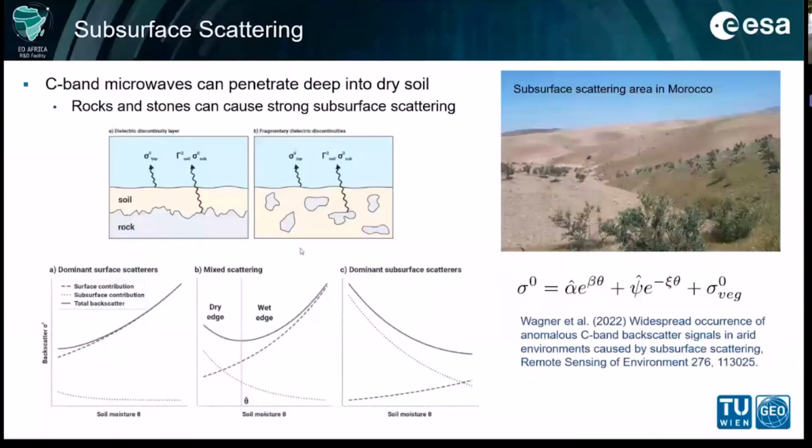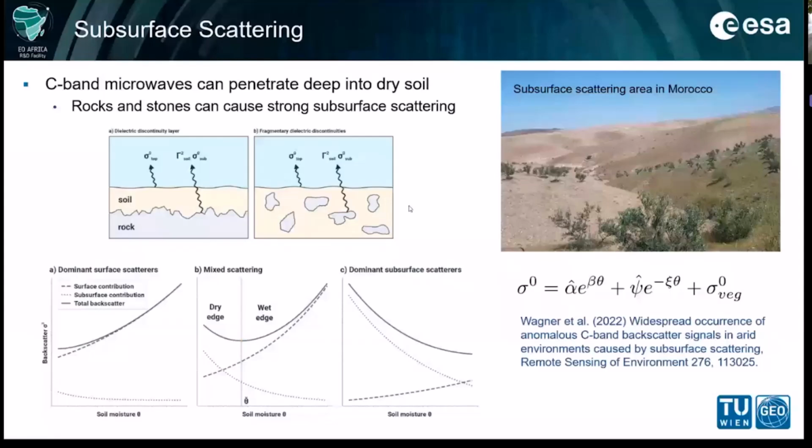So that was the first very important improvement. A second topic that's of very high relevance in Africa is the problem of subsurface scattering. In the introduction of the talk, I told you that longer wavelengths are beneficial because they can penetrate better through vegetation and soil.